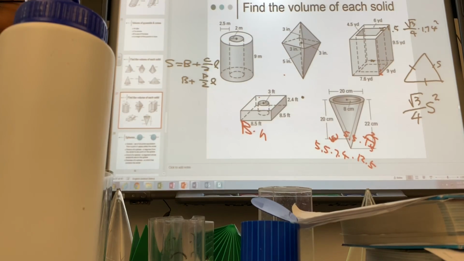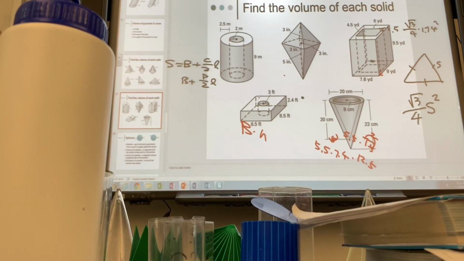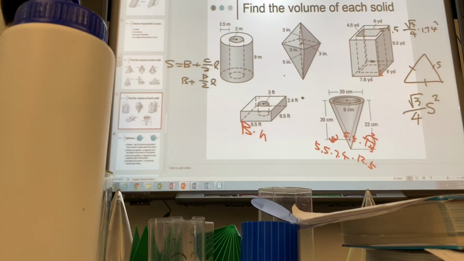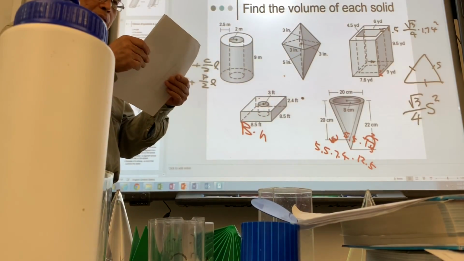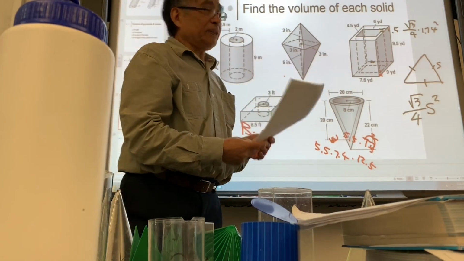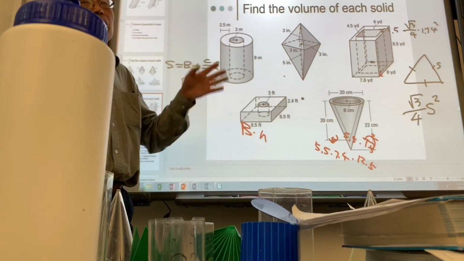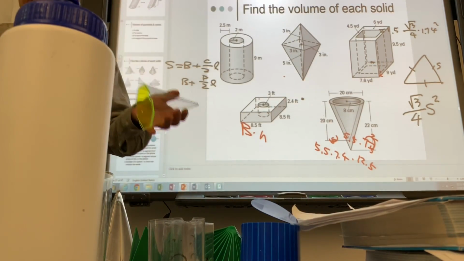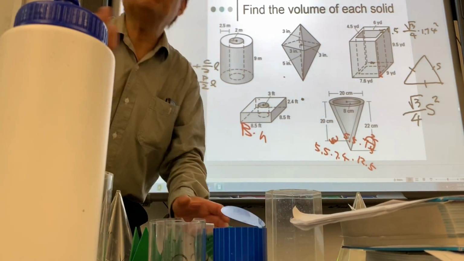Some questions here, okay, see. Find the volume of each solid. This part, find the volume, okay, find the volume. Find the volume of each solid. How to find the volume? This part, if you already know the formula for the prism and pyramid, cone and cylinder, this is just a combination.